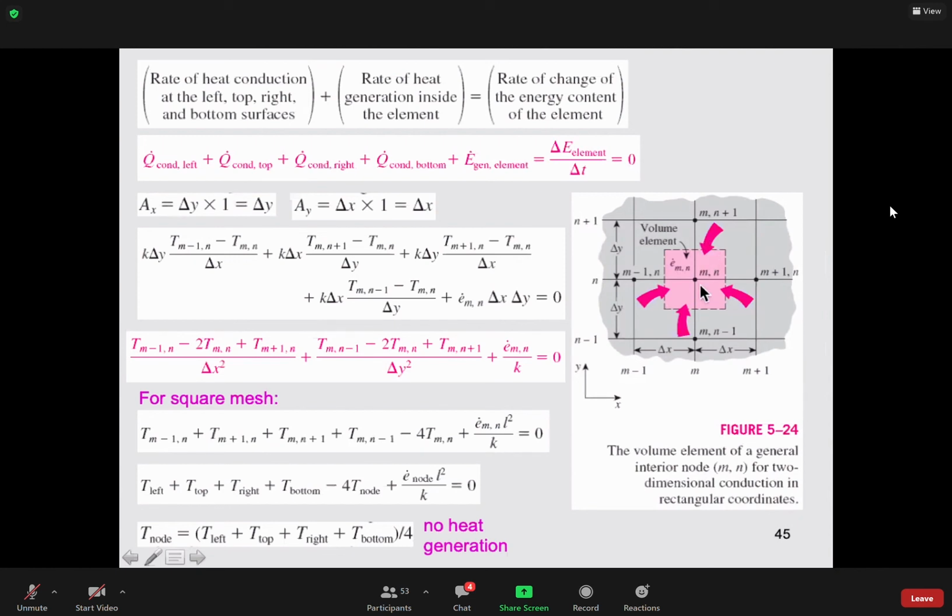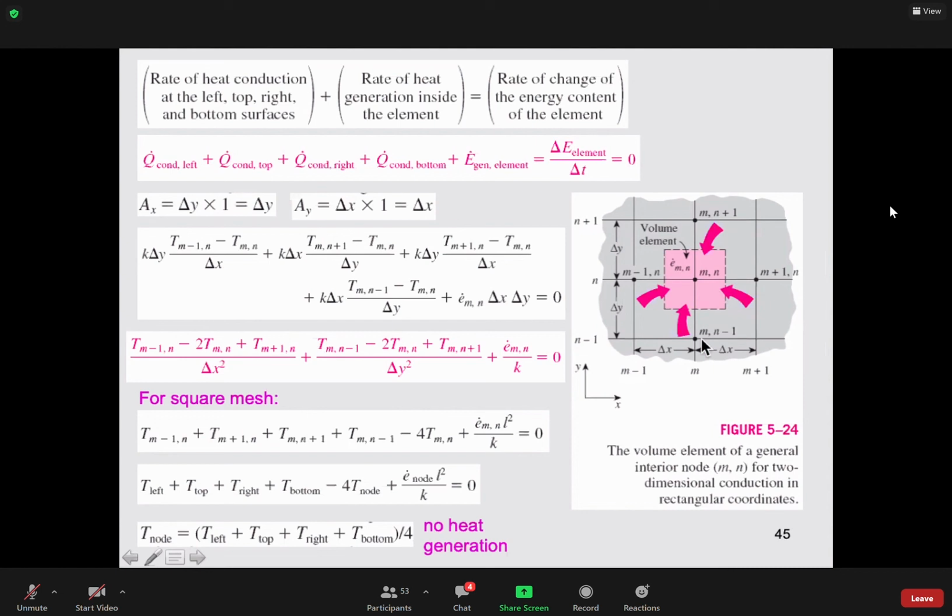Okay. Therefore, keep in mind, please try to visualize the conduction from here, m plus 1, to here, through this surface area. Therefore, the surface area that you have is delta y, and the z direction is L. Conduction from here to here, the distance is delta x, so it is k over delta x times A. A is equal to delta y times L.